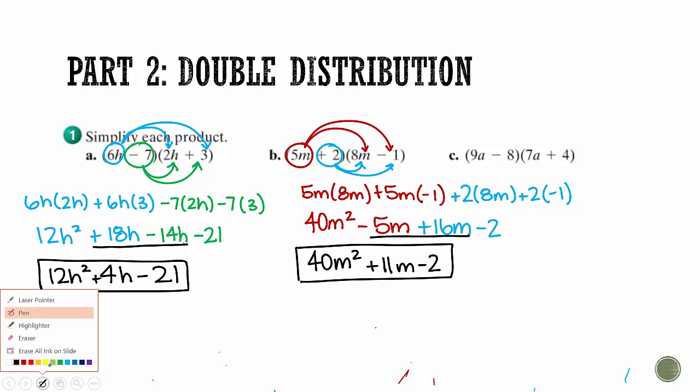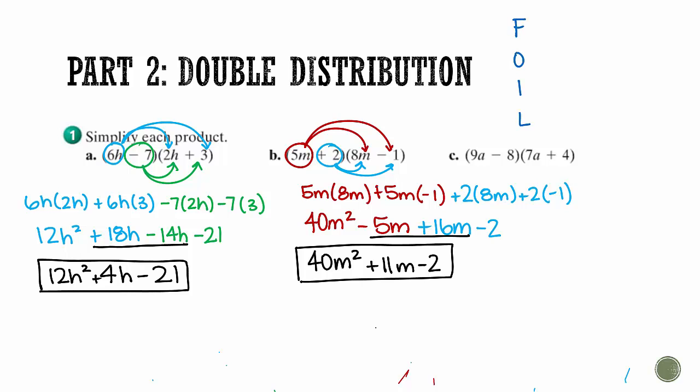Chances are you guys have heard of multiplying like this before, and some people like to call it FOIL. FOIL just means multiply your first numbers together. So like I did here, 5m gets multiplied by 8m. There's my firsts. O stands for outer. So like I did 5m times negative 1, they're the outside ones. And then the I stands for inner. So I did 2 and 8m, those are the inside ones.